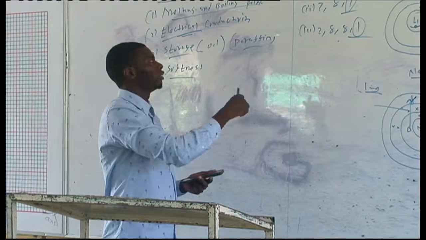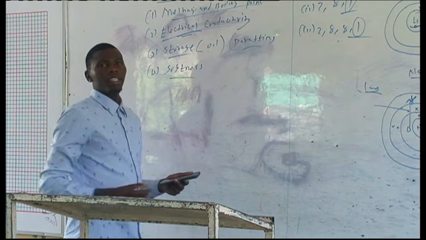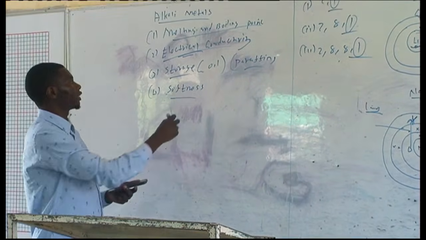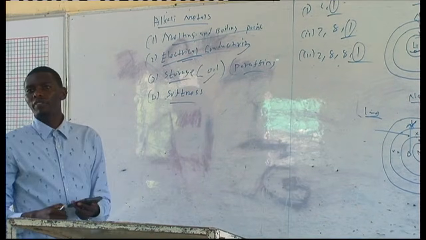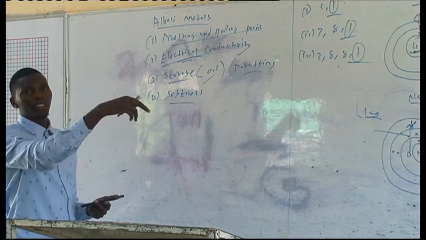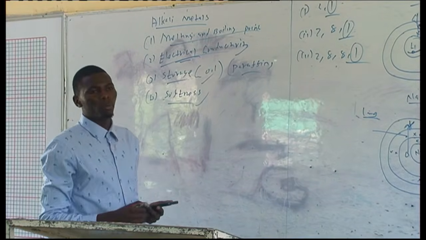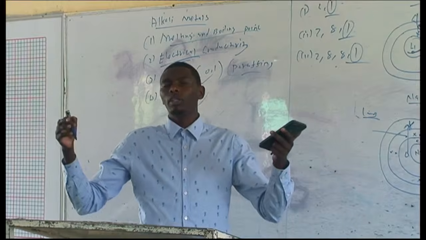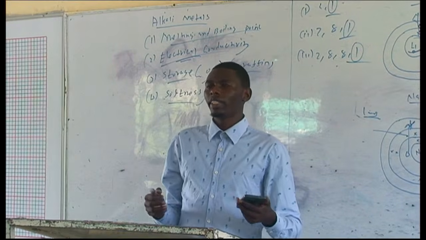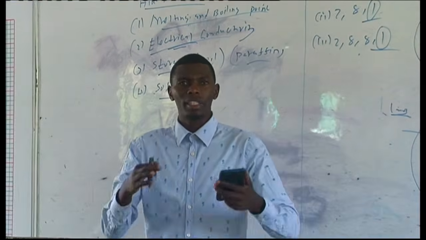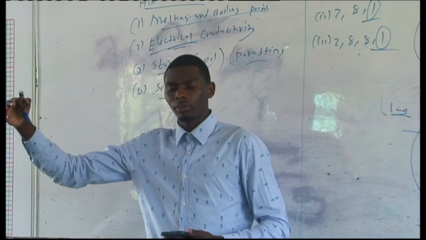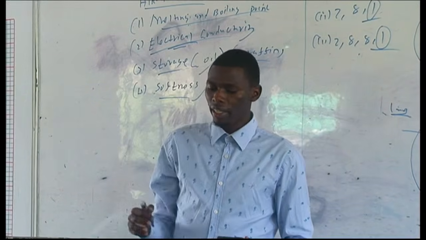In summary, electrical conductivity: they conduct electricity. Storage: we store them under paraffin because they react with water or oxygen. Softness increases down the group because as you move down the group, the bond decreases, since there is an increase in distance between the nucleus and the outermost electron. Therefore, it can be easily cut.